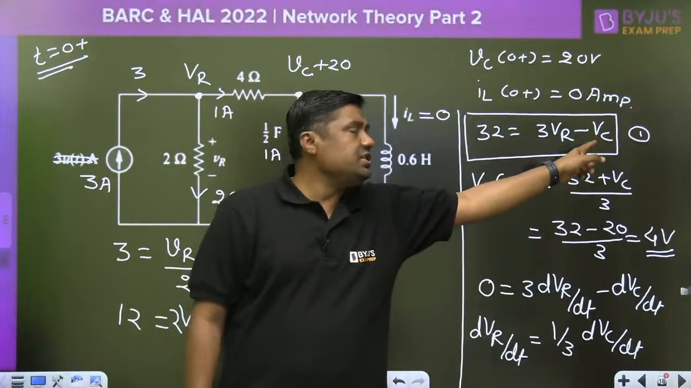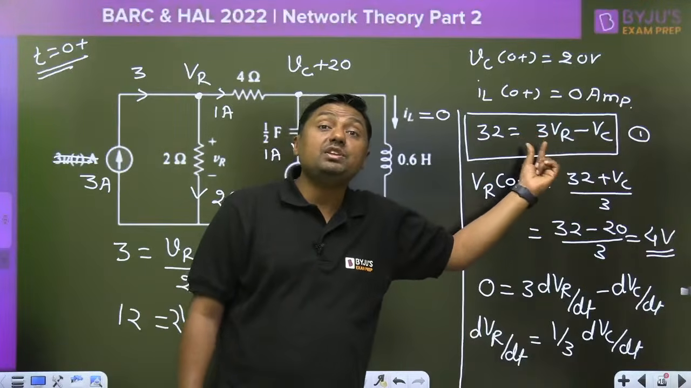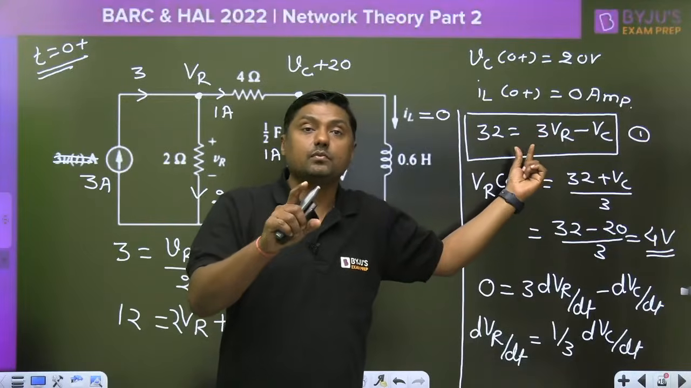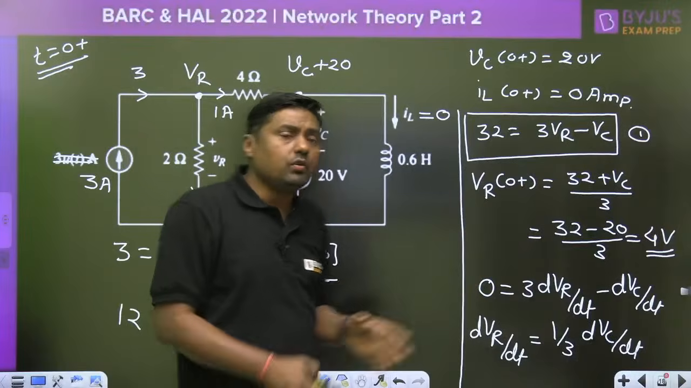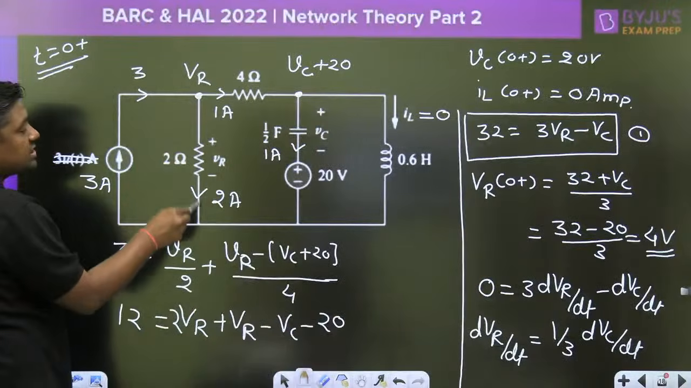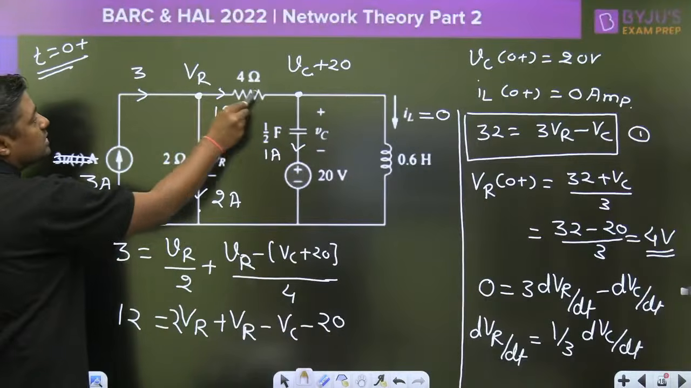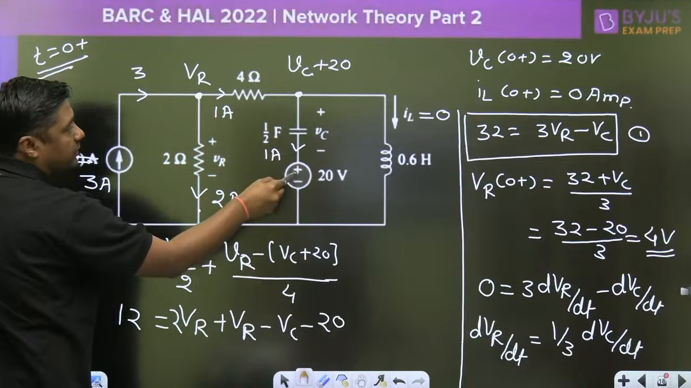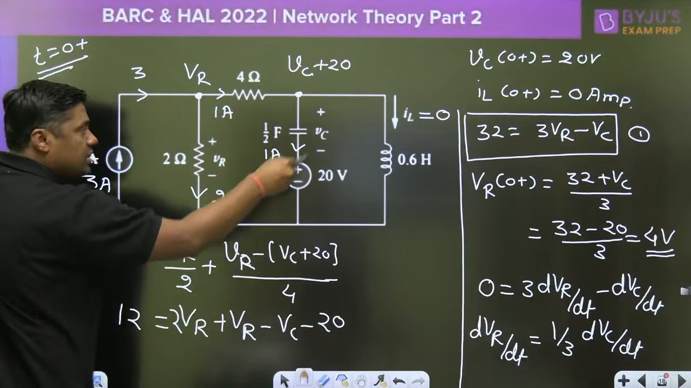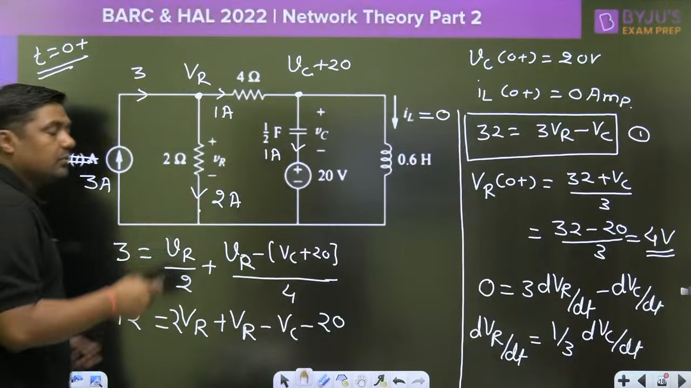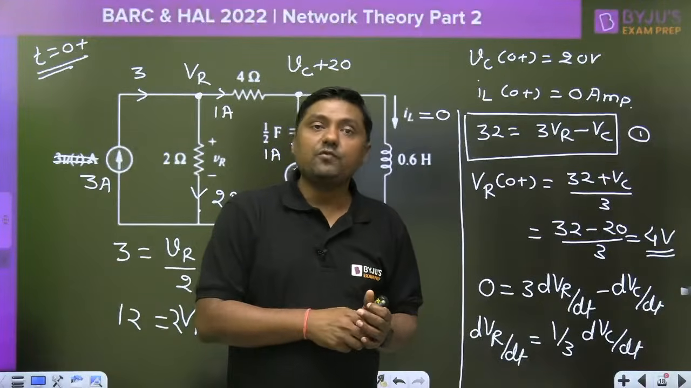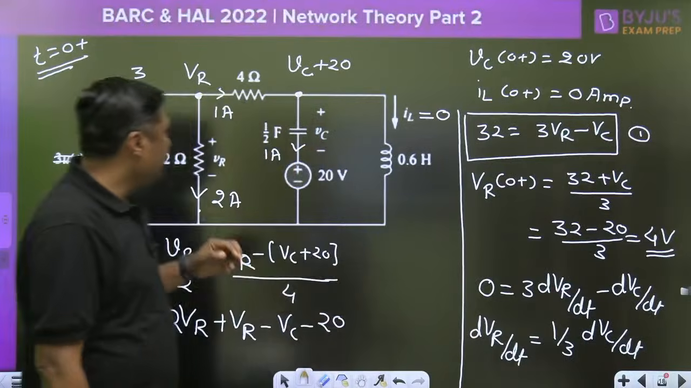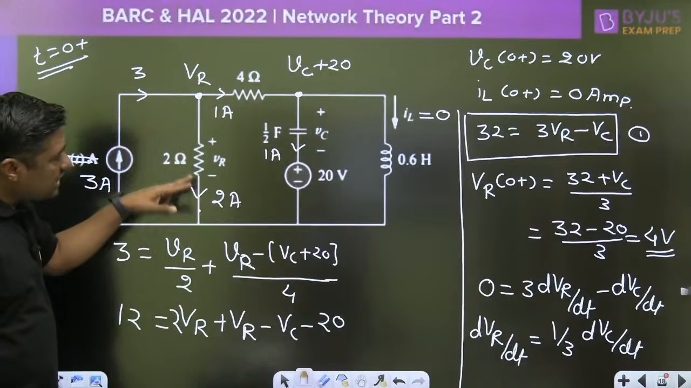Since we have the initial value of the VC, you can find the initial voltage across the resistor. That is 4 volt. Once you get the initial voltage, you can calculate the initial current. 2 ampere here. What is the current here? 1 ampere. And then from this we can find the dVc by dt. They may ask what is the value of the dVc by dt at 0 plus. We can find it, right? Second thing, what is the answer? dVr by dt.